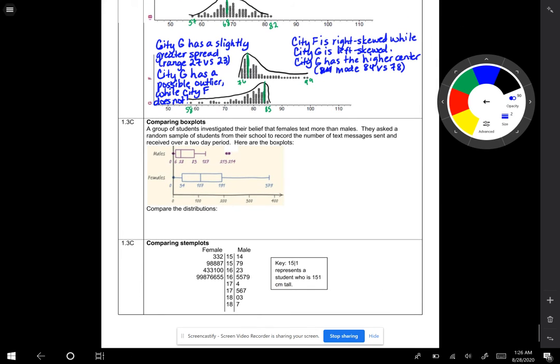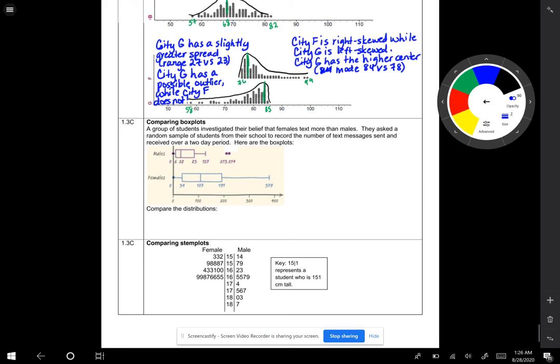All right, last but not least, comparing box plots. We do it very similarly, but at least the values are pretty easy and right there. So looking at this is the male and females. A group of students investigated their belief that females text more than males. They asked a random sample of students from their school to record the number of text messages sent and received over a 2-day period. Here are the box plots. So you have the 5-number summary for each one.